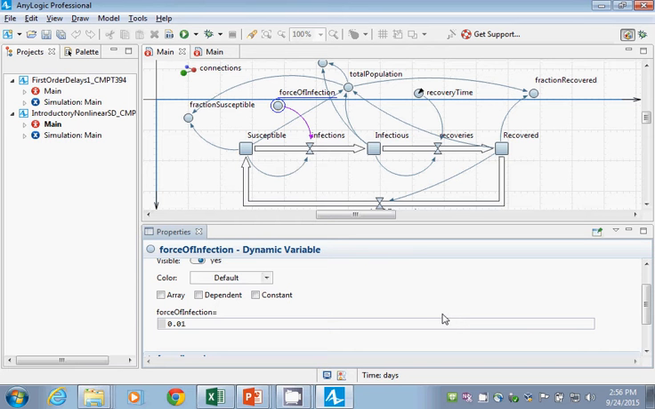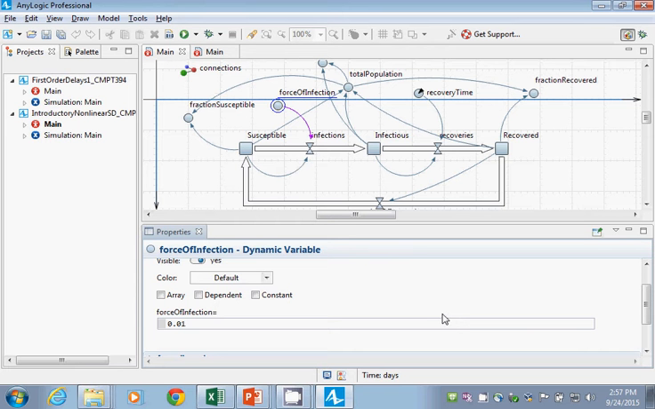If there's nobody around me who has a common cold, I'm not going to get it. If there's nobody around me who has influenza, I'm not going to get it. If there's nobody around me who has pertussis, I'm not going to get it. If there's nobody around me who has TB, I'm not going to get infected with it, okay? So force of infection has to depend on the number of infectious people. What else might it depend on?